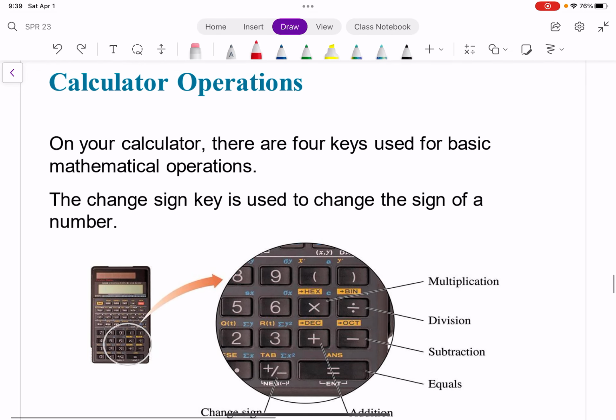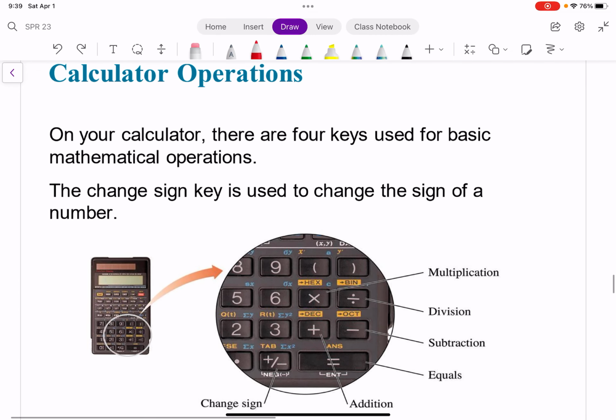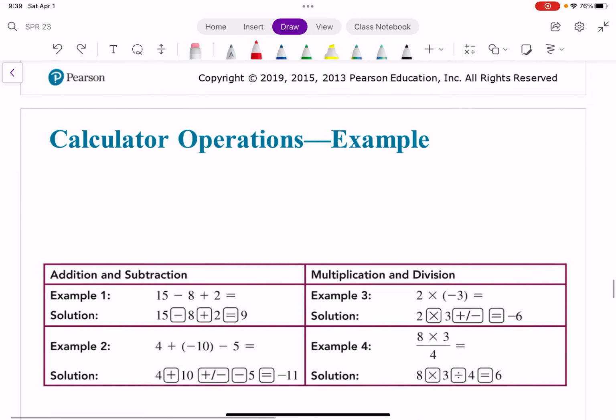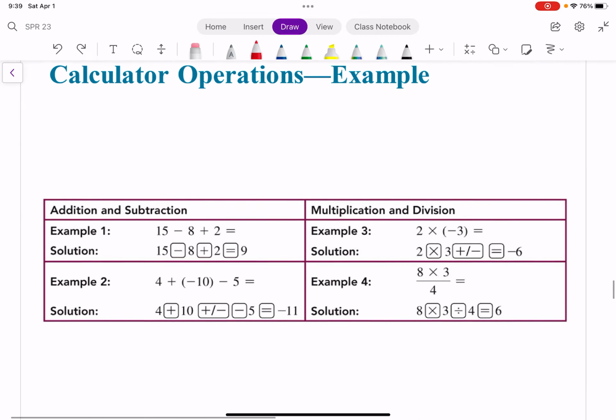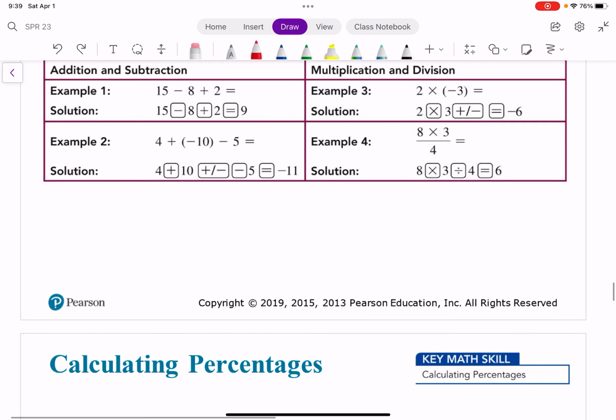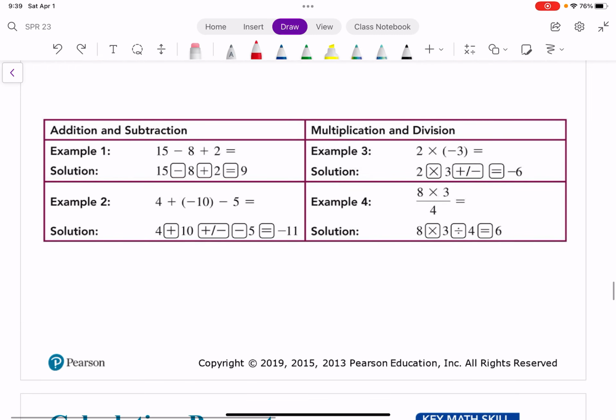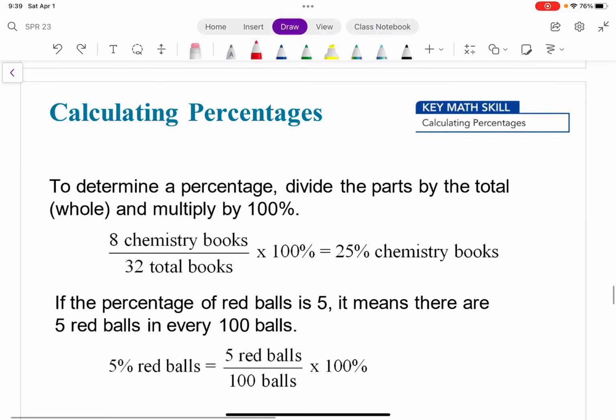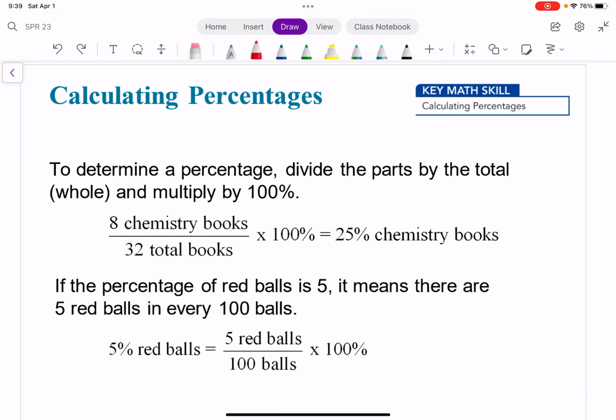Calculator operations. You can pause here if you need this. I think as you are working with your calculator, it'll all just start coming back. So I wouldn't worry too much about this, but if it helps, you can look at that. Calculator operations, they have an example of how you do that. Like I said, entering things into your calculator is something that we'll be doing all the time, so we'll learn as we go. And if you have any questions, always let me know.